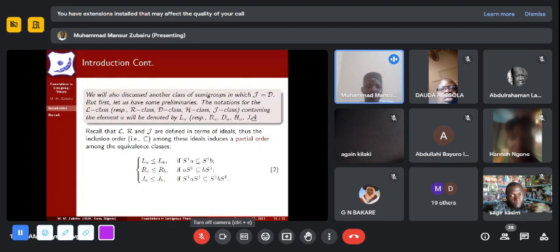Now, recall that L, R, and J are defined in terms of ideals. Thus, the inclusion order among these ideals induces a partial order among these equivalence classes. This partial order is defined as in equation 2. That is, if S^1 a is a subset of S^1 b, then L_a is less than or equal to L_b. So we define L_a is less than or equal to L_b if and only if S^1 a is a subset of S^1 b.